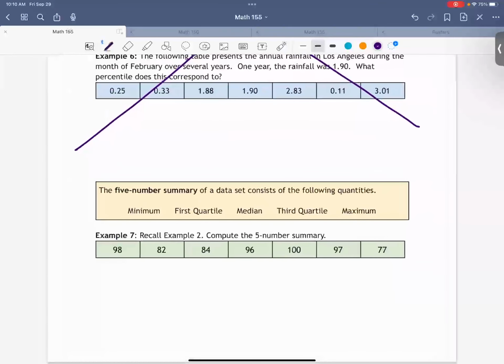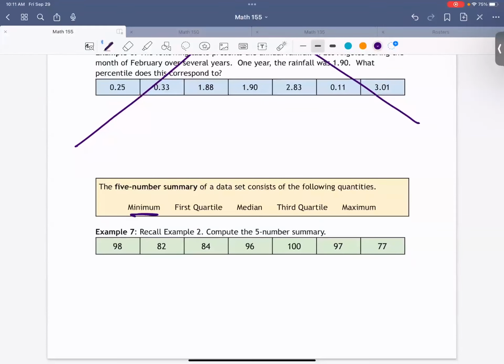Okay. Next thing that we're going to learn about is the 5-number summary. The 5-number summary is literally a list of the 5 most important numbers when we're talking about position in a set of data. So when we come up with our 5-number summary, we're going to find the minimum number, the lowest number. We're going to find the first quartile, the second quartile or the median, the third quartile, and then the maximum number. And those are the 5 biggest numbers in our set of data.